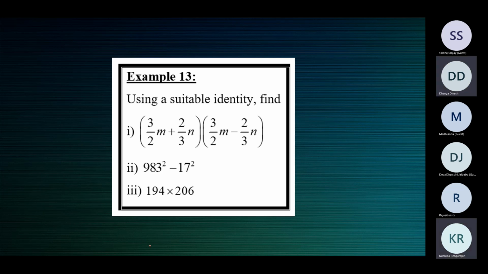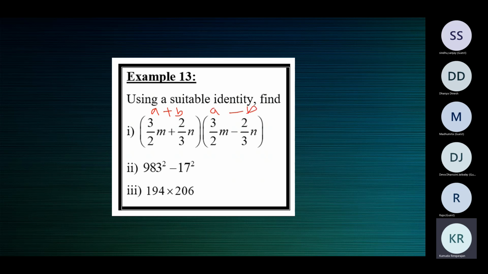Yes, ma'am. All right. Now we've used a plus b the whole square and a minus b the whole square. We've used these two identities. Now let's use the other one. A plus b into a minus b is equal to a square minus b square. So now see this one. The question is of the form a plus b into a minus b.